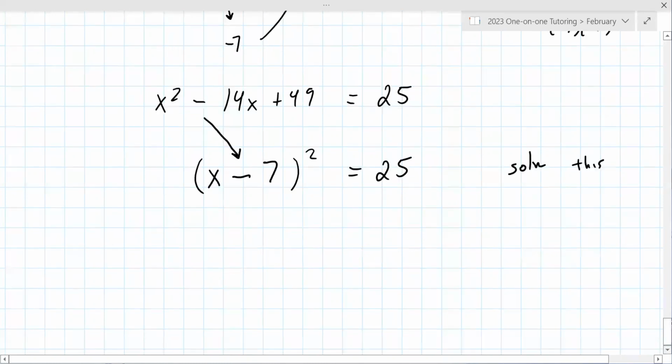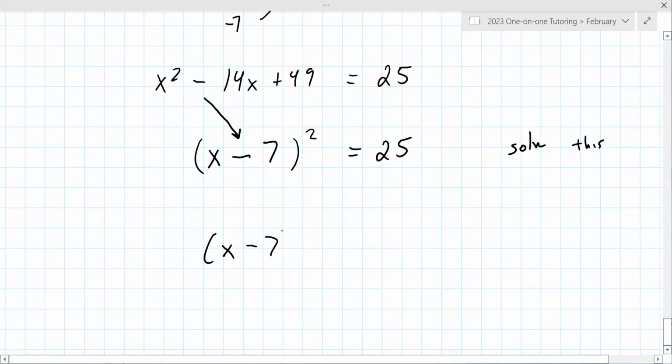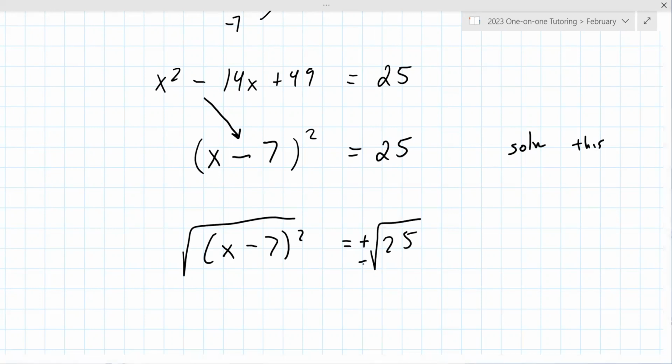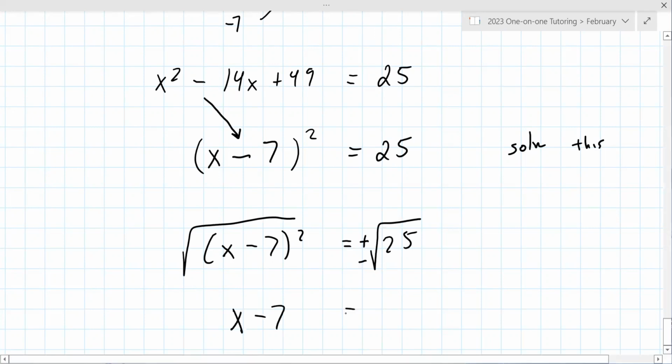To solve this, you're going to take the square root of both sides of the equation, square root plus or minus. And then you keep going. So this becomes x minus 7 equals plus or minus 5. I recognize this a lot in class. This is what we do. I mean, this is the easy part relative to what you've been doing. And now it's two equations.